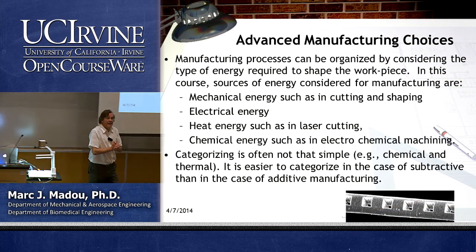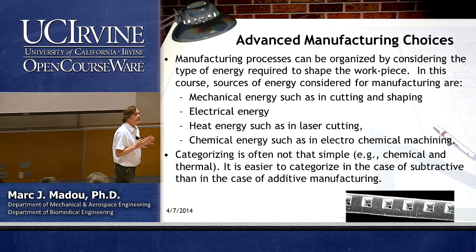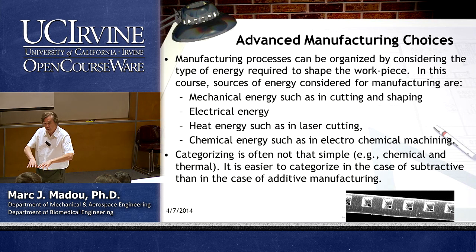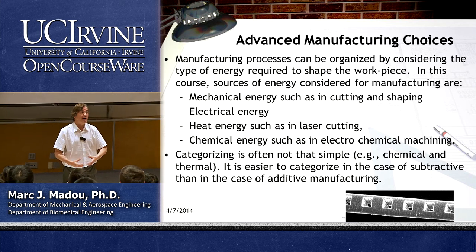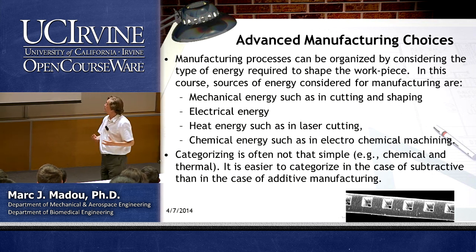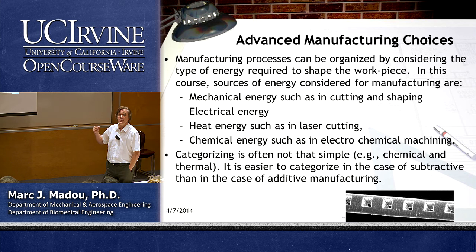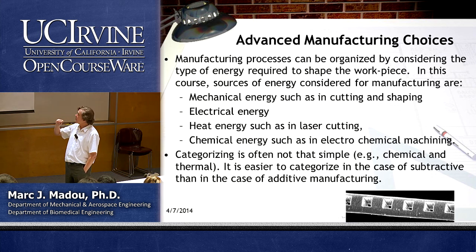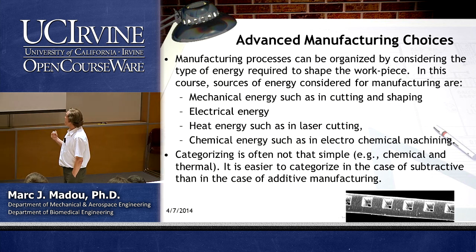So advanced manufacturing processes, we can tackle them by considering the energy you use to work on the workpiece. The workpiece is the object you want to craft into something. Now we can apply different kinds of energies to make something. It can be mechanical energy, such as cutting and shaping. It could be electrical energy. It could be heat energy, such as in laser cutting. Or it could be chemical energy, such as in electrochemical machining.